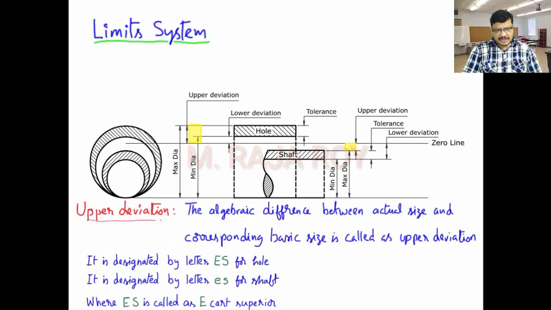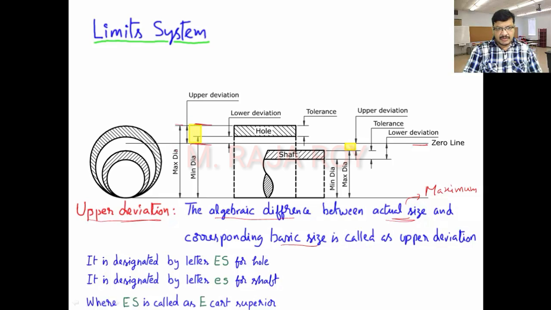Now what is upper deviation? Upper deviation means the algebraic difference between the actual size, which may be maximum dia or minimum dia, but in this case to get the upper deviation, the actual size you have to assume as a maximum dia, and corresponding basic size with respect to zero line. That means this is the zero line and this is the maximum diameter. This particular difference we will call upper deviation.